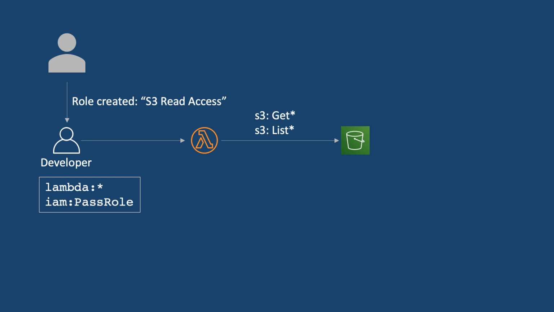Then the developer writes a new Lambda function that needs to access the EC2 service. So she needs describe permissions and get permissions on the EC2 service. She can't create the role, so she comes to you and says, can you create an IAM role? You create the IAM role called EC2 read access. She can pass the role over to Lambda and she can execute the function.